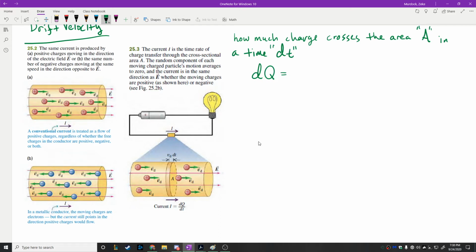So first of all, in order to know how much charge actually passes through, we would need to know something about how many free charge carriers there are within our system. How much charge? This is going to be the amount of charge that crosses the area A in time dt. We need to know how tightly packed my charges are within here, okay? And another way to say that would be how many, I'm going to say free.